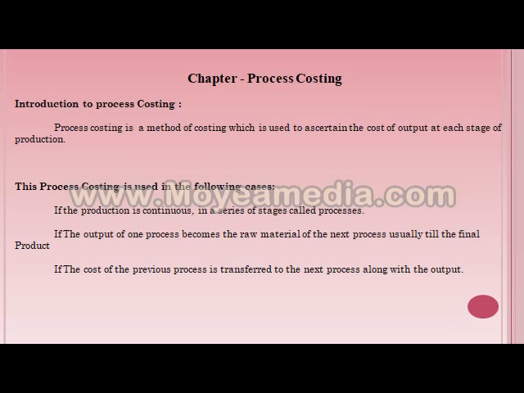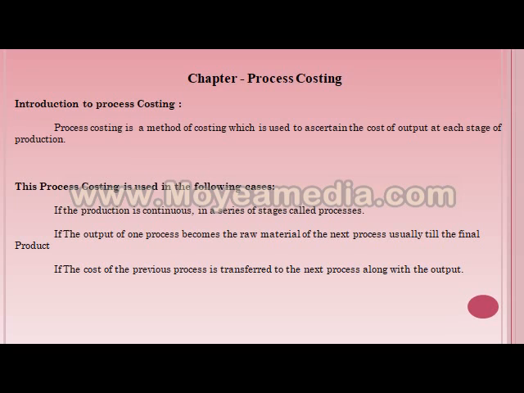Now, I'm going to explain process costing from the cost accounting subject. Let us see the introduction of process costing first. Process costing is a method of costing which is used to ascertain the cost of output at each stage of production. That is a very simple and easy explanation for process costing. Let us see now where process costing is applied.